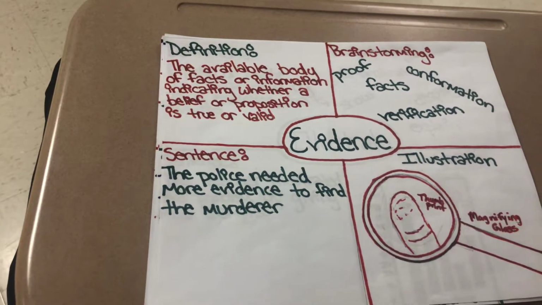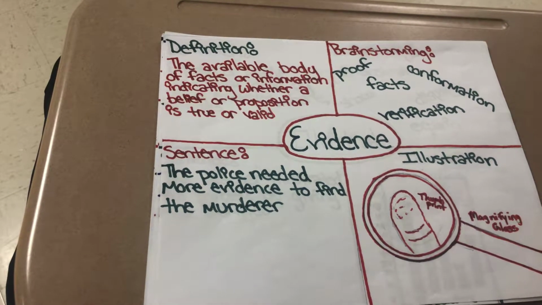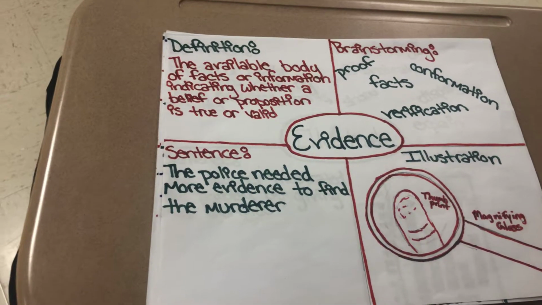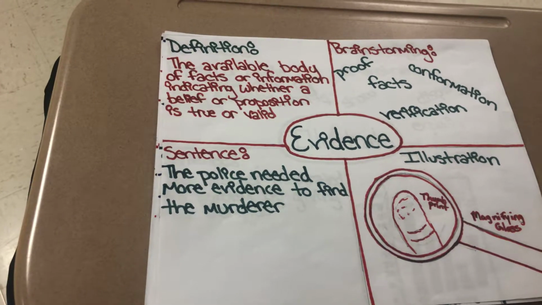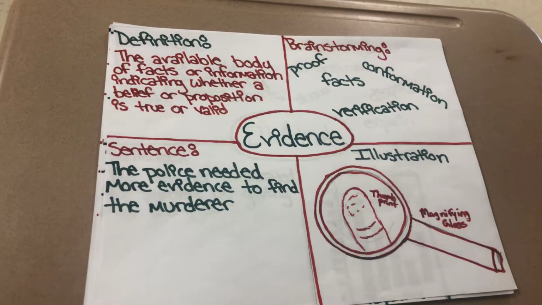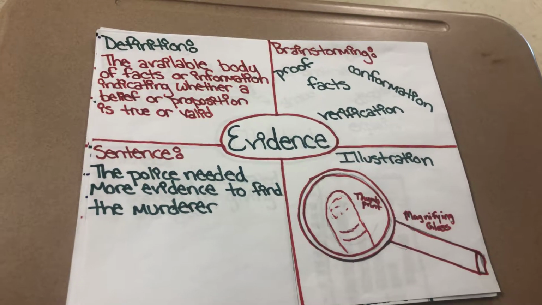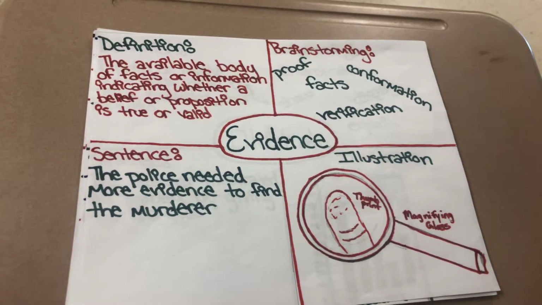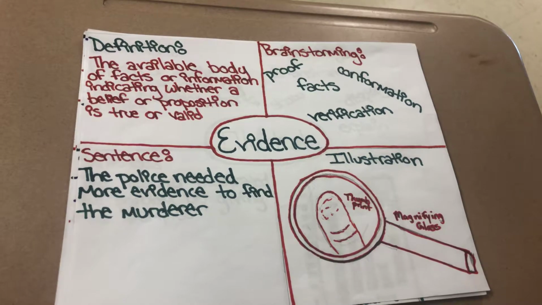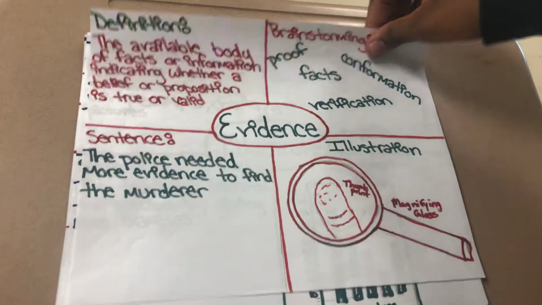The next word is evidence. The definition is the available body of facts or information indicating whether a belief or proposition is true or valid. The sentence is, the police needed more evidence to find the murderer. Some words are proof, confirmation, facts, verification. In the picture, we have a magnifying glass with a thumbprint seeing the evidence.